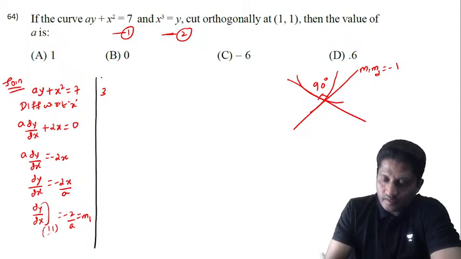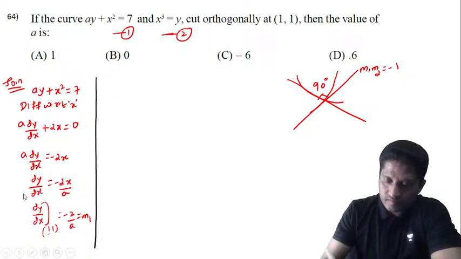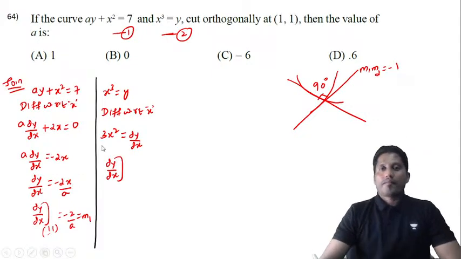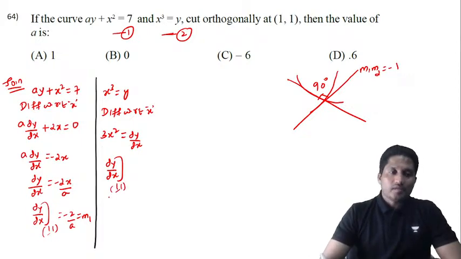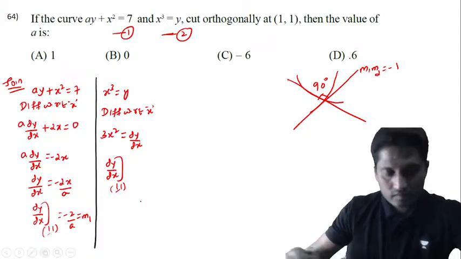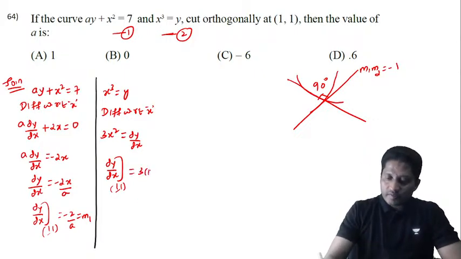If I differentiate the second curve, x cube is equal to y. Differentiating with respect to x, differentiation of x cube is 3x square, and differentiation of y is dy by dx. Now dy by dx at 1 comma 1 is equal to 3 into 1 square, which is equal to 3.